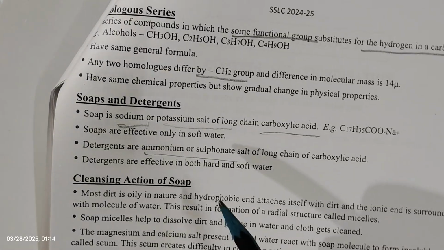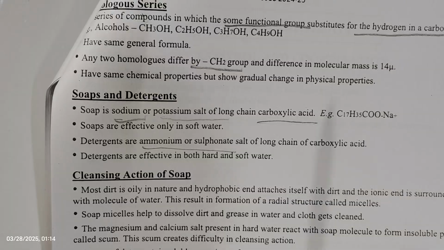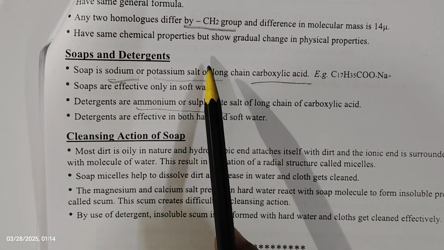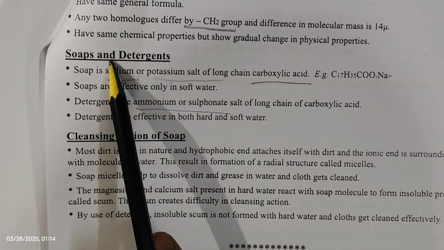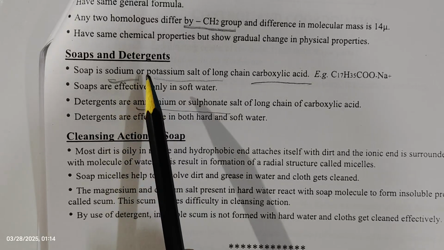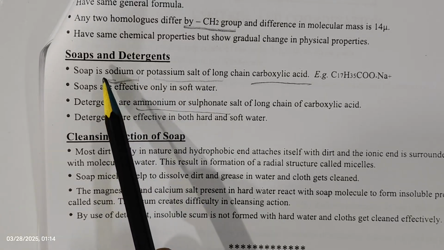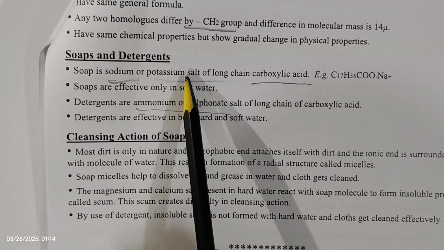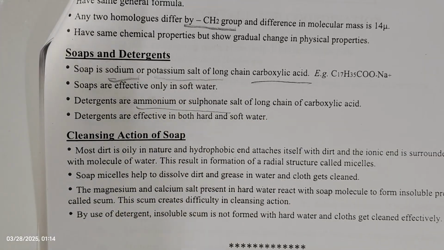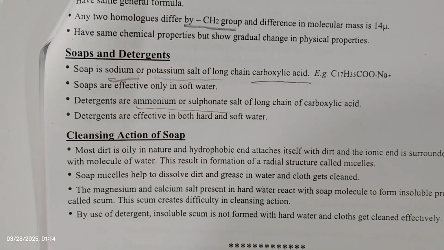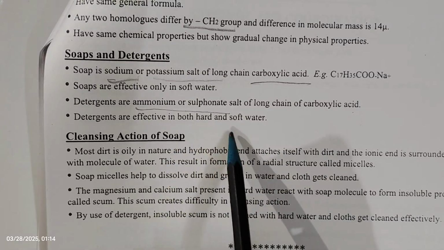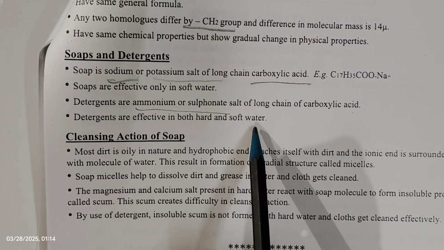So there are two points you can remember, for the slow learners, just remember two points for each. Soaps are effective only in soft water. Soaps are made up of sodium and potassium salts of long chain fatty acids or long chain carboxylic acids. Detergents are made up of ammonium and sulfonate salts of long chain carboxylic acids, which are effective in both hard as well as soft water.